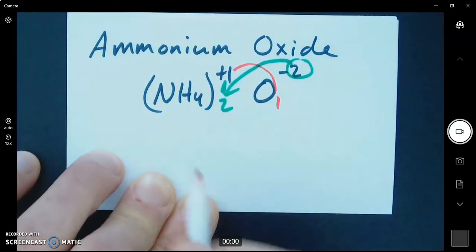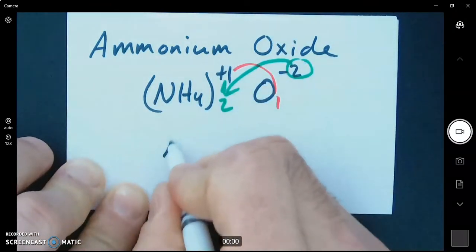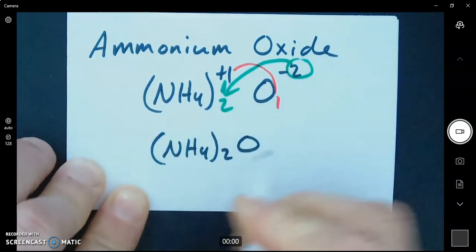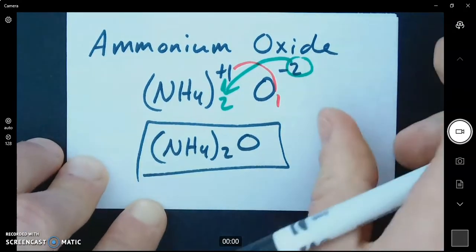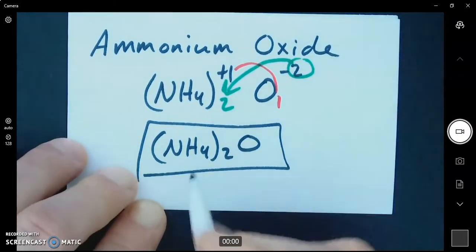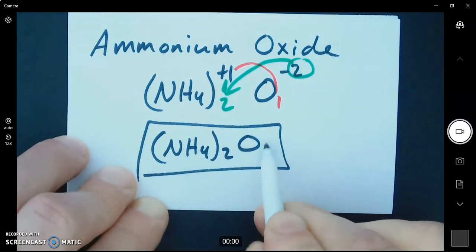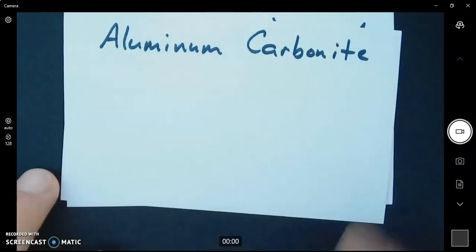Can't really simplify that, but we can clean that mess up. And we can rewrite that as (NH4)2O. Block it out. Give me a circle. You're good to go. All right? And again, 2 plus 1 ammoniums balance out our single -2 oxygen. We get a net charge of 0 there.